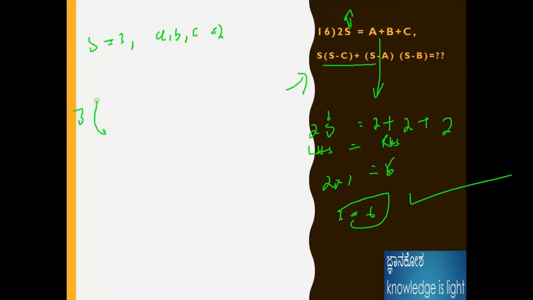Therefore 3 into 3 minus 2 plus 3 minus 2, 3 minus 2. Fine. 3 into 1, 3 minus 2 is 1.